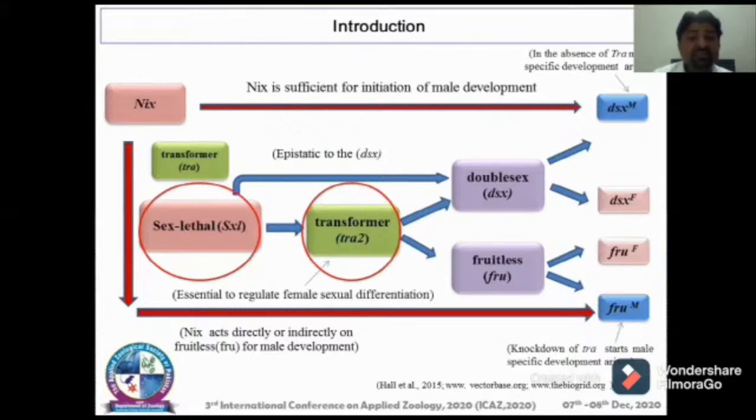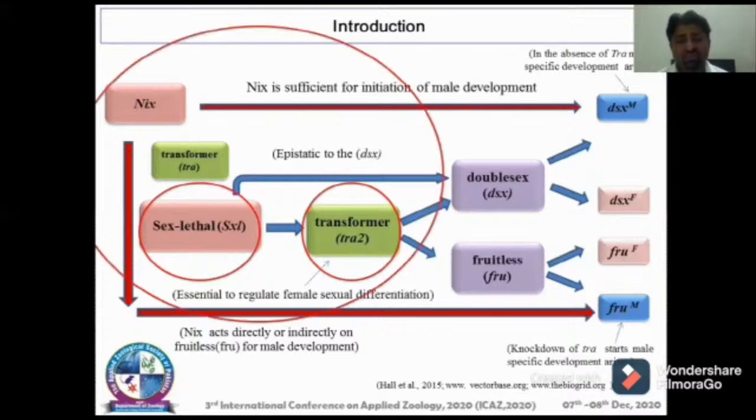Sex lethal is epistatic to double sex, and transformer is upstream of double sex and fruitless. And Nix is somewhere. So this is the whole picture we drew from certain research papers and articles, and from this website, from protein-protein interactions. We found these certain genes which are involved in the sex determination pathway in insects. So we are going to focus on this Nix.